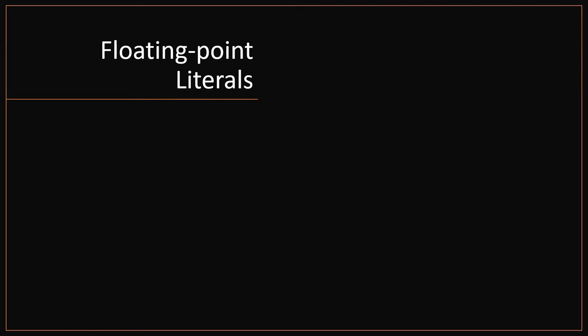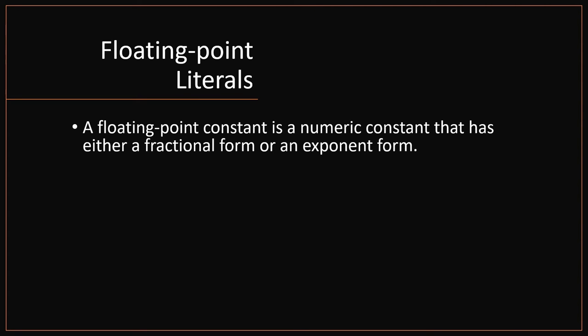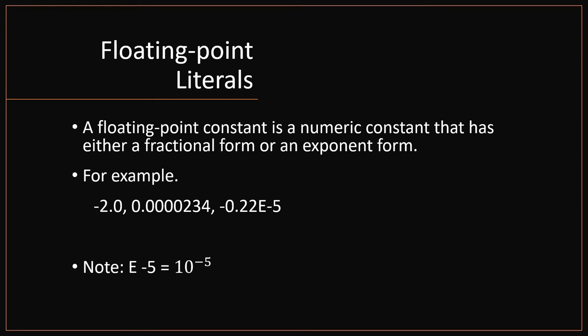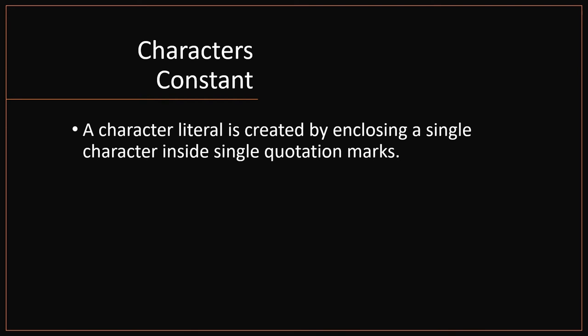Second, floating point literals. A floating point constant is a numeric constant that has either a fractional form or an exponent form. For example, -2.0, 0.000234, -0.22e-5. Note, e-5 means 10 to the power of -5. Third, characters. A character literal is created by enclosing a single character inside single quotation marks. For example, 'a', 'm', 'f', '2', '}', etc.